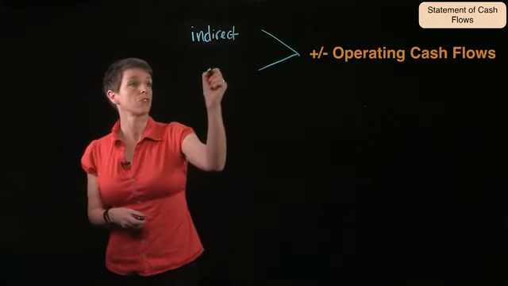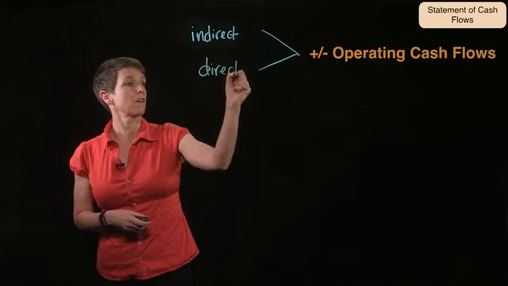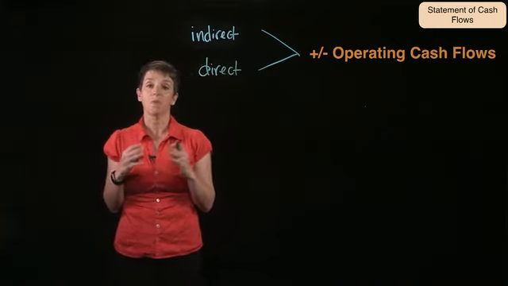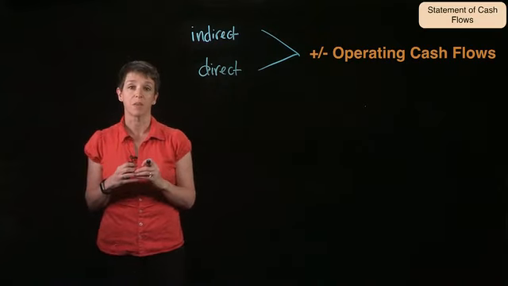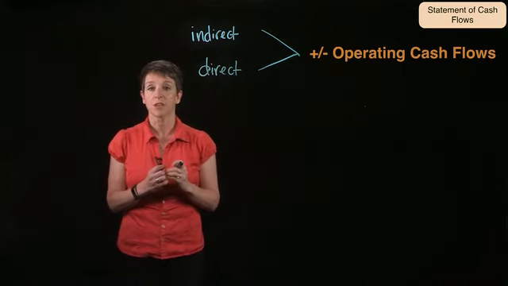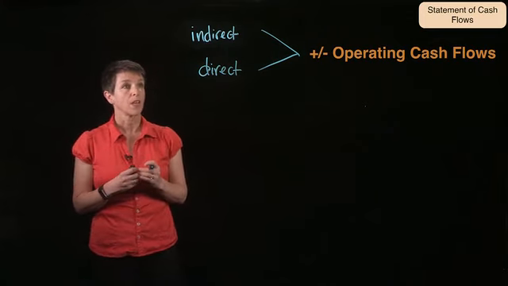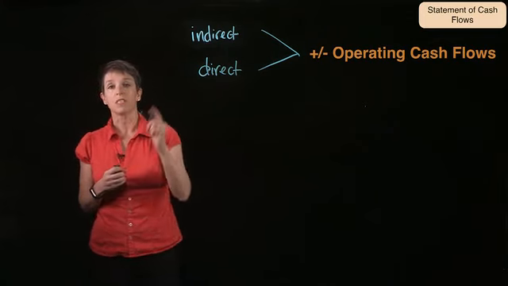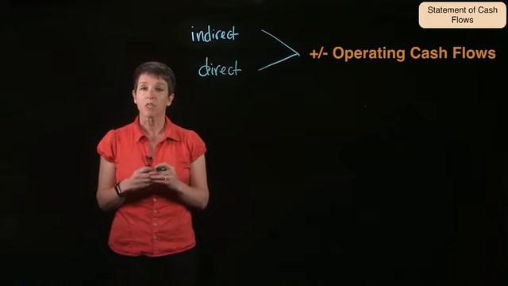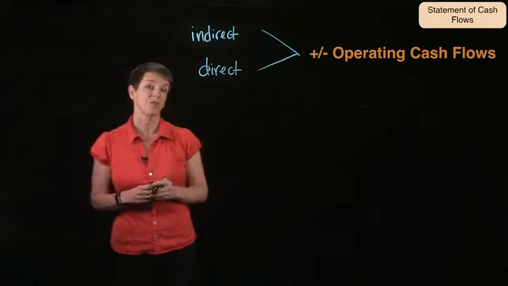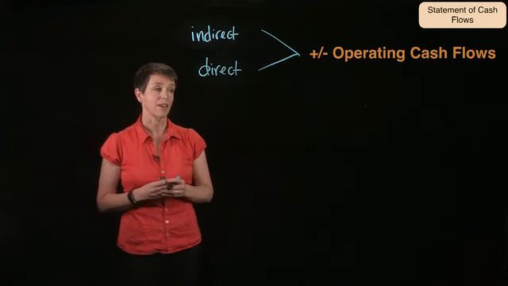Or we can use the direct method, which simply shows all of the cash flows for the operating or central operations of the company. So cash paid to suppliers or cash received from customers. The most common method used is the indirect method. So that's where we're going to spend our time in this lesson. We will, however, give you an example of the direct method so you can see what it looks like.